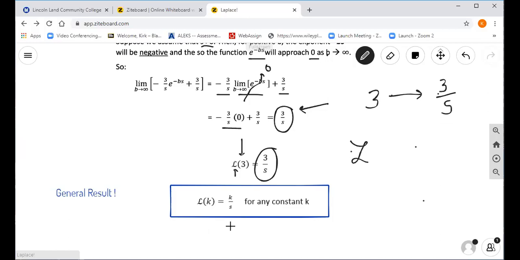So that's a first example of using the definition of the Laplace transform to find the Laplace transform of a constant function. We're going to continue to explore that definition. In the next example, we'll take a look at the Laplace transform of a function that isn't constant and see what arises when we do that.